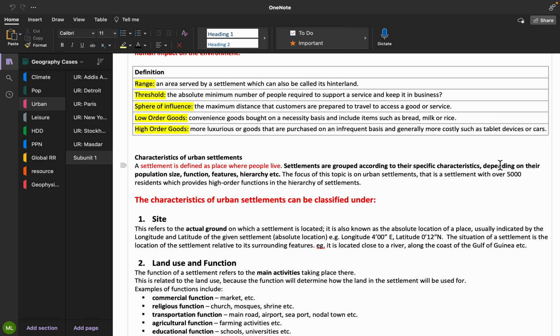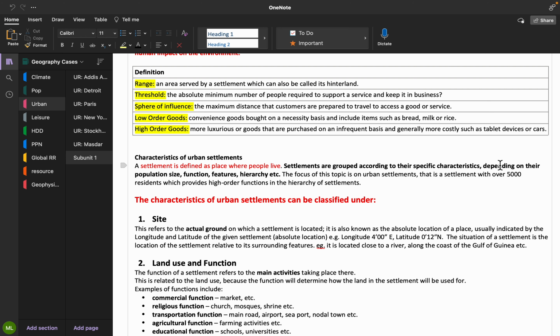And the fourth word I have here is low-order goods. So this can be like convenience store goods, convenience goods bought on a necessity basis, and includes items like bread, milk, or rice. And then we have high-order goods, which are more luxurious and are purchased on an infrequent basis and generally more costly, such as tablets, devices, designer items, and cars.